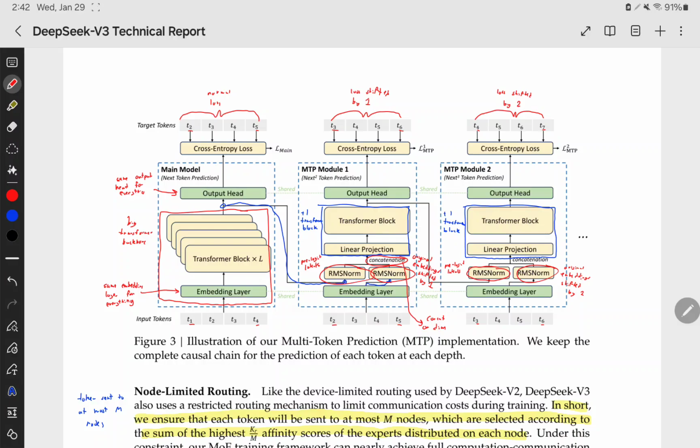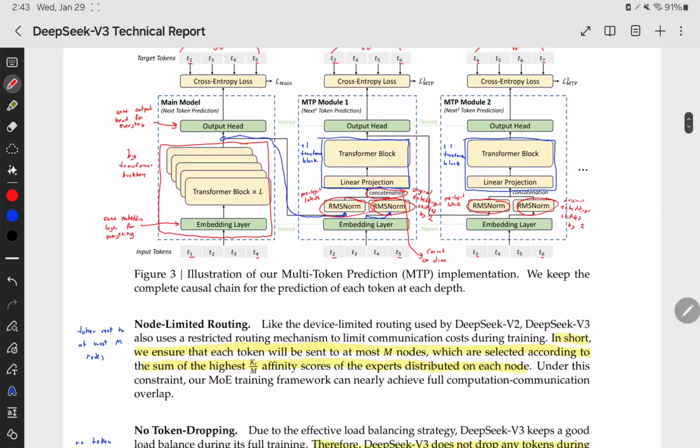So it's informed of more of the future of a sequence than just the immediate next word that it has to predict. So they don't use this for speeding up the model during inference. They just use this to enrich the information of a token that's doing multi-token prediction, but they still use it just for next token prediction. So how do they do this?